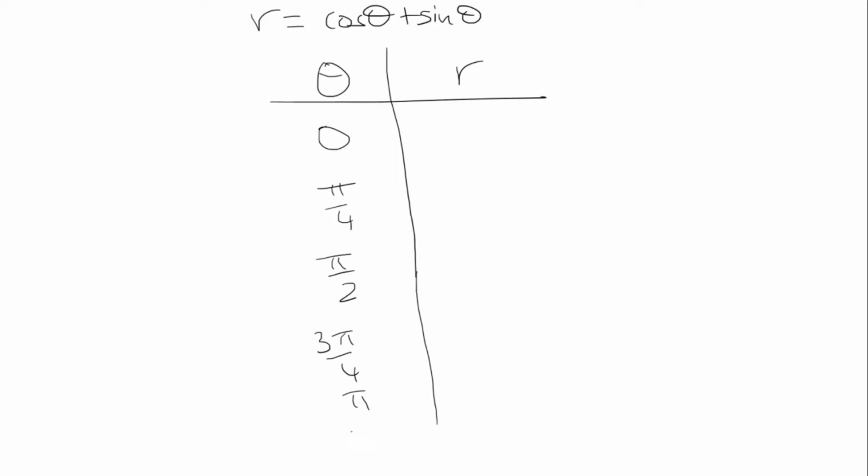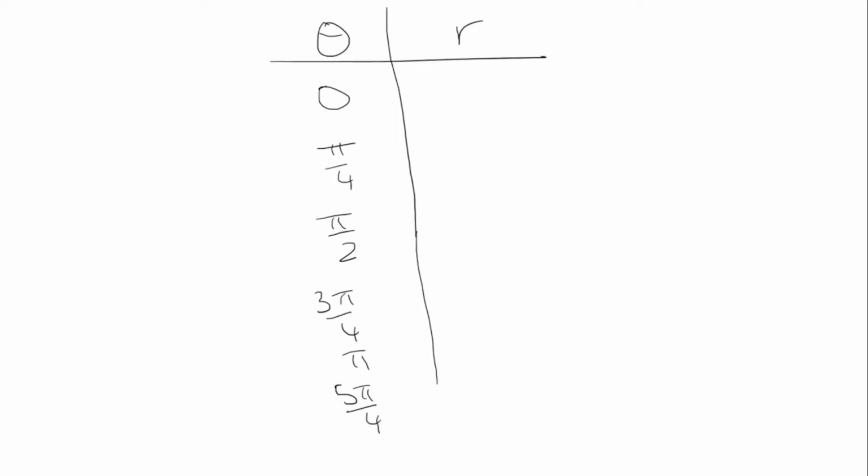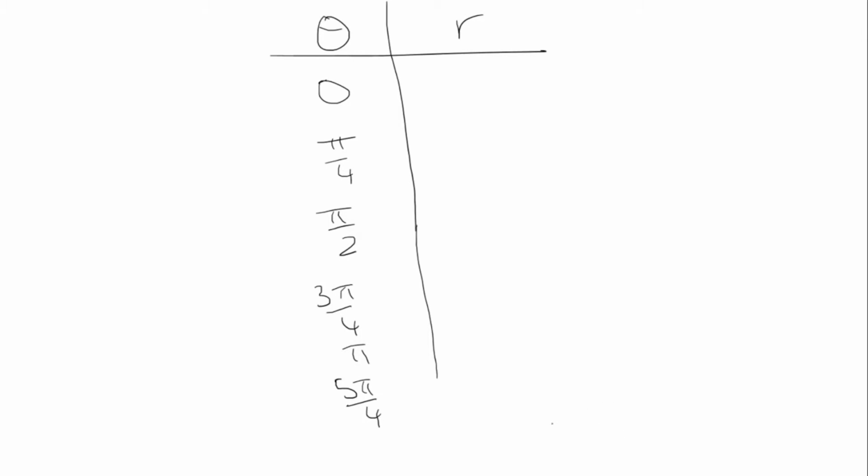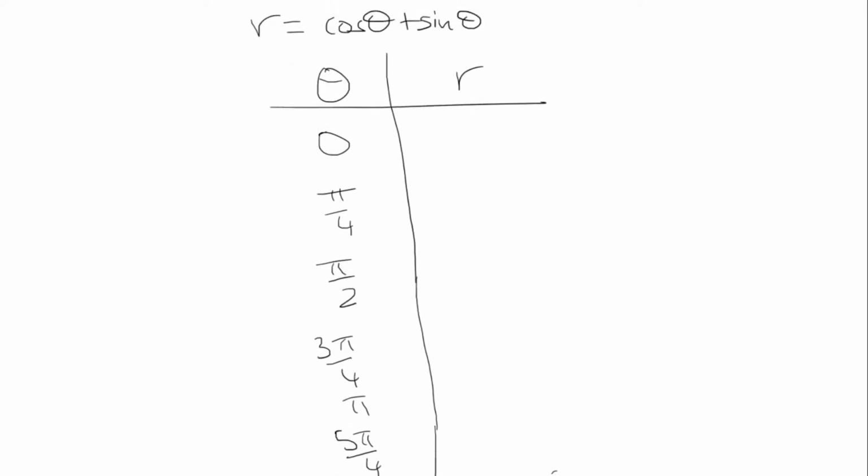So this would be 5 pi over 4. This is obviously more than 5, but that's okay. And then this will be 3 pi over 2. Okay, so our equation is cosine theta plus sine theta.